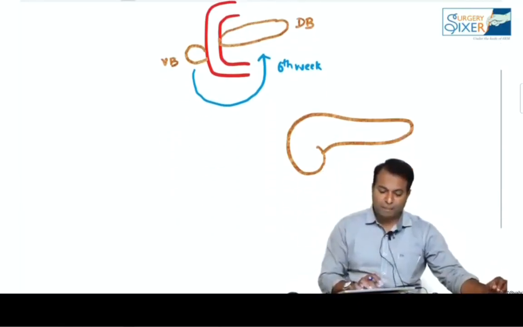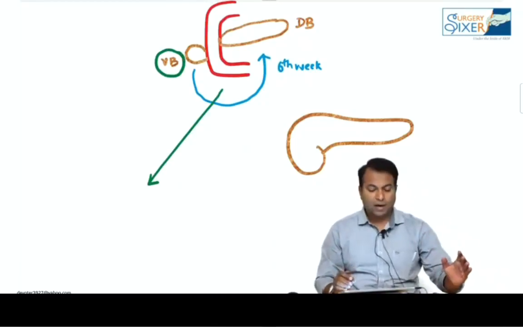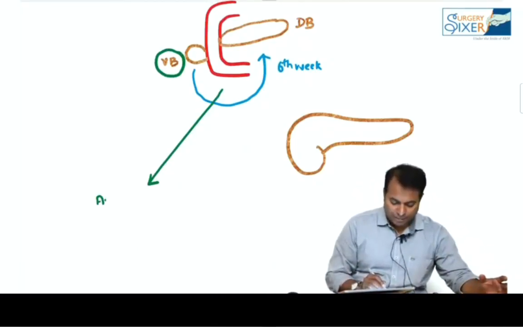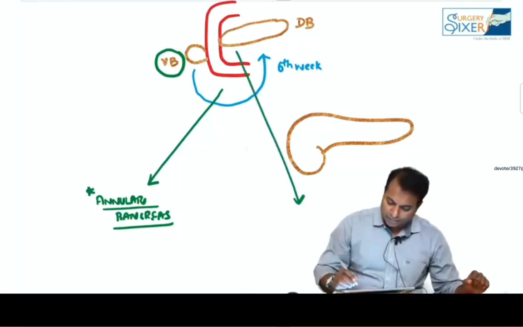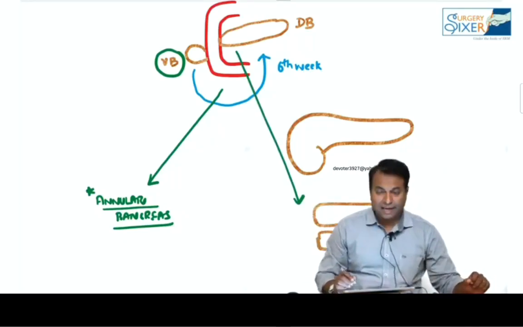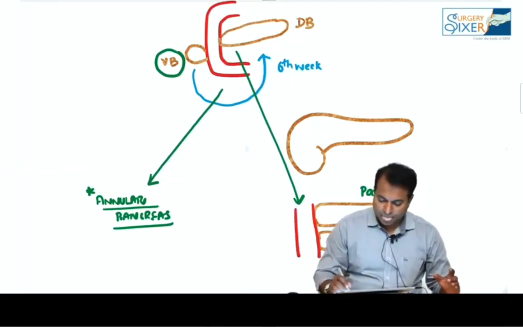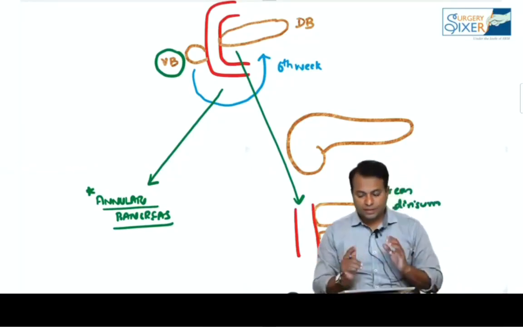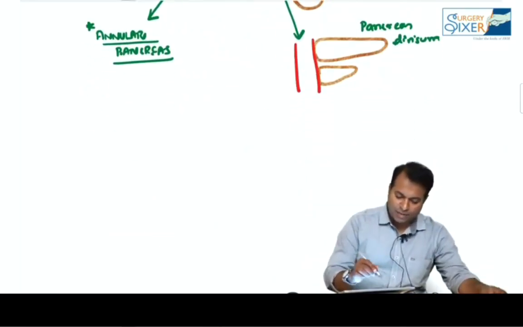But what are the problems which can happen in this embryological rotation? If the ventral bud does not rotate, if it remains in the same place, or if there is a malrotation, you can see a disease known as annular pancreas. Please don't forget, annular pancreas is failure of rotation of the ventral bud. If the buds do rotate but the dorsal bud and ventral bud remain separate and do not fuse with each other, that is known as pancreas divisum. These are the two important anomalies seen in the pancreas, annular pancreas and pancreas divisum. Let us discuss what happens in those cases.